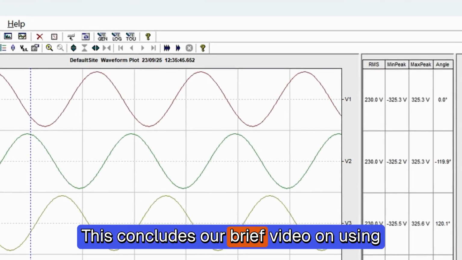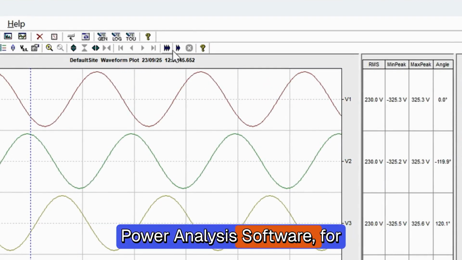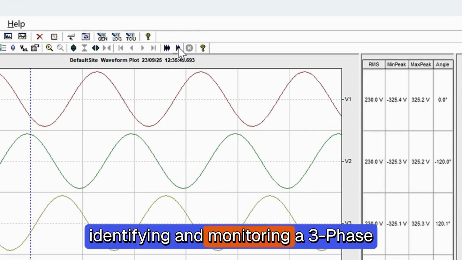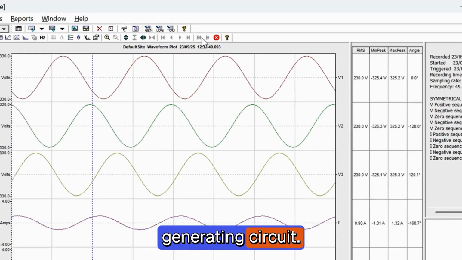This concludes our brief video on using power analysis software for identifying and monitoring a three-phase generating circuit.